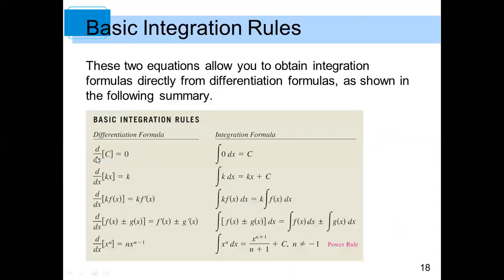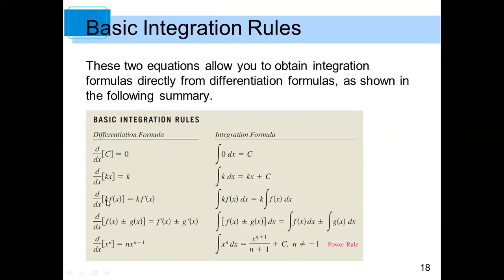So since the derivative of a constant is 0, the integral of 0 is a constant. Since the derivative of k times x equals k, the antiderivative of k is kx plus c. Don't forget your plus c.